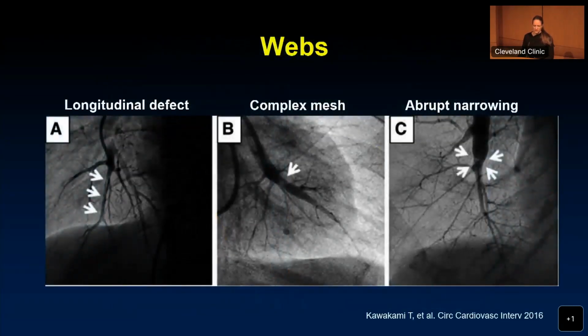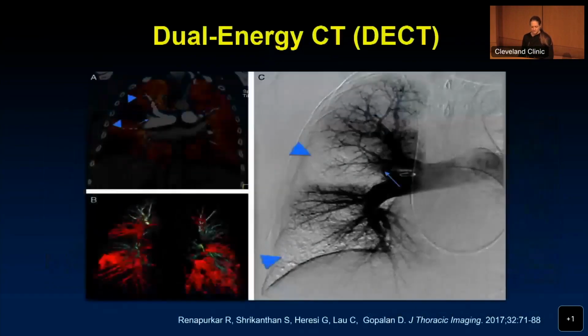And then, you know, some more findings that you can see on a PA-gram, sort of these complex webs and meshes. These are usually more amenable to BPA, abrupt narrowing or tapering of the pulmonary arteries. These are all findings on PA-gram that can be very helpful when we're mapping out a treatment plan.